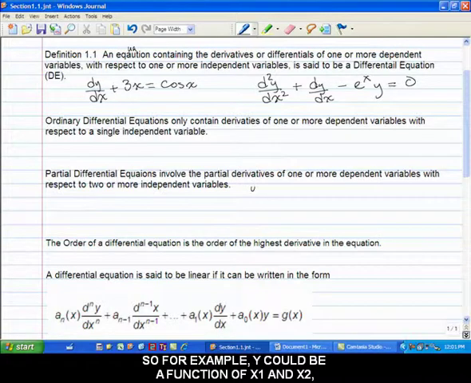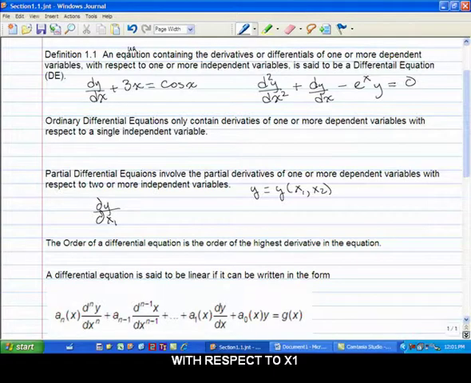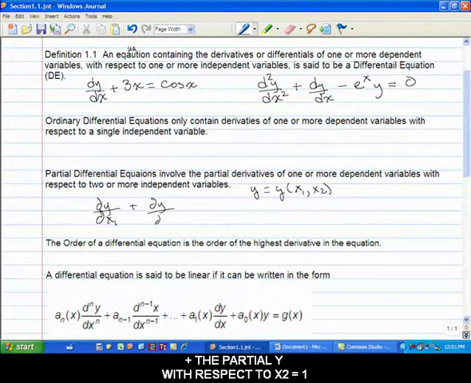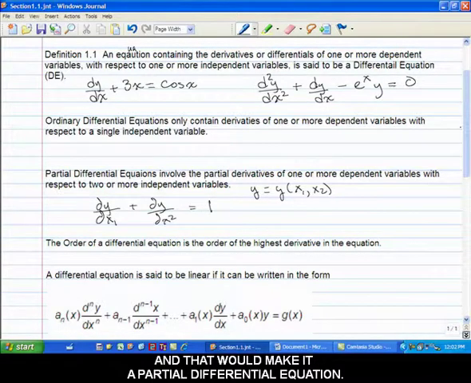So for example, y could be a function of x1 and x2, and then you might have something like the partial of y with respect to x1 plus the partial of y with respect to x2 equals 1 or something like that. And that would make it a partial differential equation.